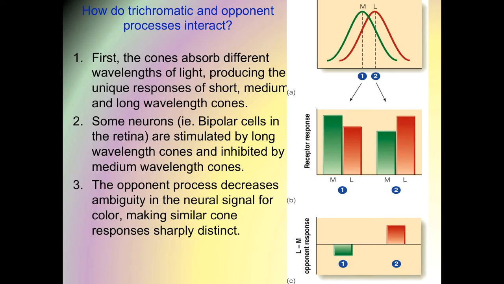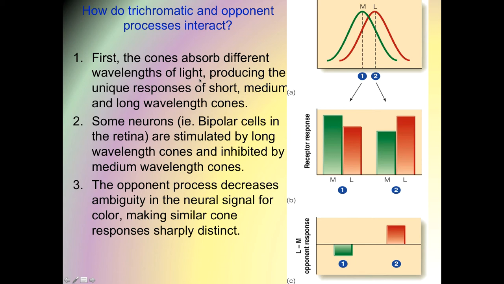Now let's take a look at how trichromatic theory and opponent process theory say that these two ways of perceiving color interact, because they have to come together. And what we know is that first the cones absorb different wavelengths of light, right?